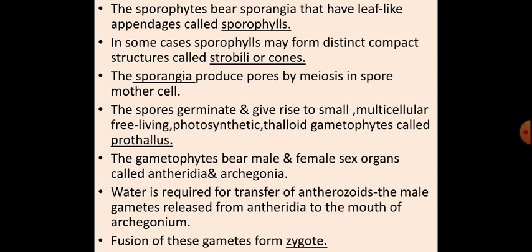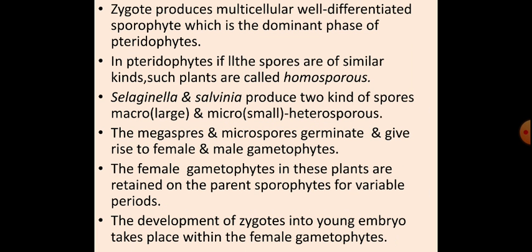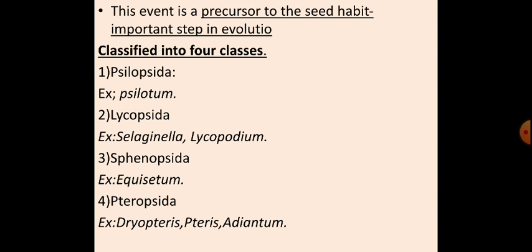These gametophytes contain male and female sex organs. They come in contact with each other in water and form the zygote. Later the zygote again gives rise to a sporophytic pteridophyte. Okay. So the development of zygote into embryo will be present inside the female gametophyte, which is the first step in the formation of the seed. So it is the first step in seed evolution.